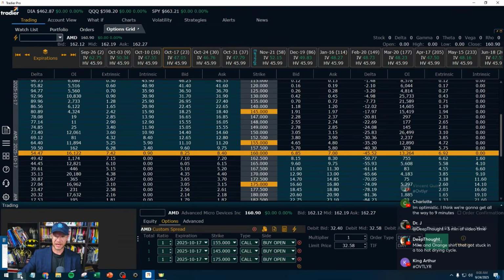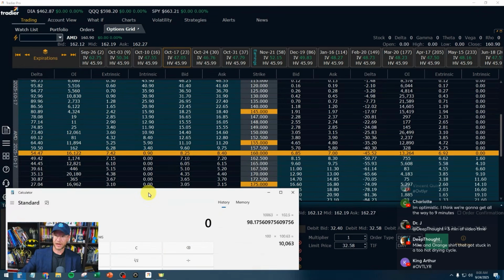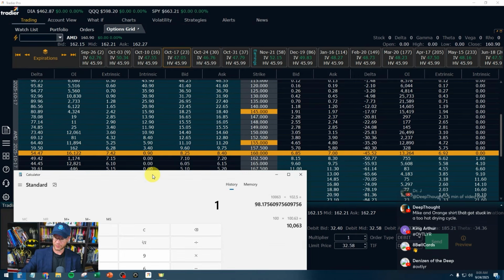However, let's look at the actual value. If it were to expire today, this one has no extrinsic value, so it's worthless. But the $3.10, which is the mid price between these two, is 100% extrinsic value. 100% of the price of the option is extrinsic value, and that will decay over time. So 100% over 23 days is 100 divided by 23, 4.37% per day it will decay on average.